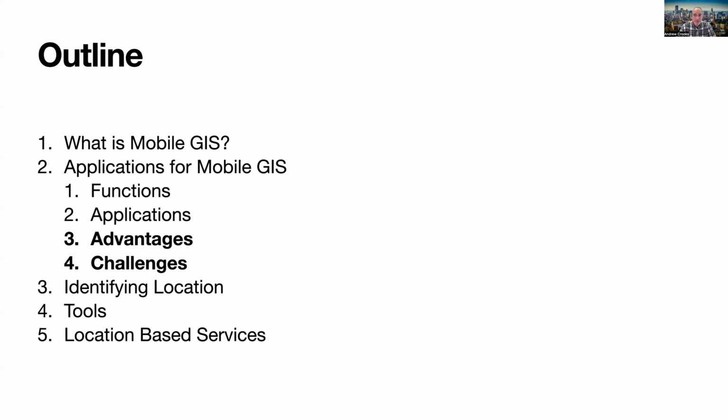So in the previous class, we talked about what is mobile GIS and applications for it, and what's good and what's bad, the pros and cons about it, the functionality inside of these types of things. But we didn't really talk about the advantages and the challenges of using mobile GIS, and that's what I want to talk about today. And also how we can go about identifying our location and what tools are available, and the growth of location-based services, something that you probably use on a daily basis, and how that is being spurred through mobile GIS types of applications.